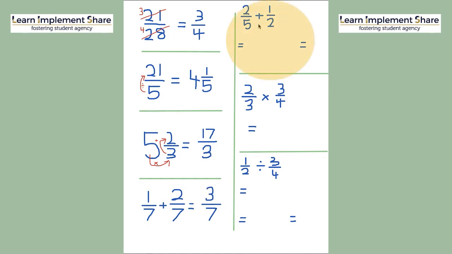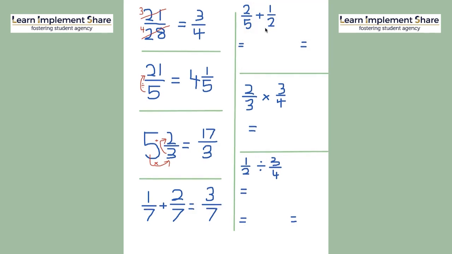To add fractions with different denominators, we need to find a common denominator. In order to do that, we need to find the lowest common multiple of the two denominators, or three denominators if there's a third. The trick is to start with the biggest one and count up in that number. So we're going to start with 5 and count up in 5s, and when we hit a multiple of 2, then we know we're there. So 5, nope, 10, yes, 10 is it, because both 5 and 2 divide into 10.